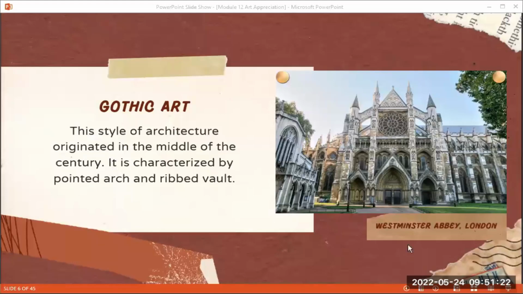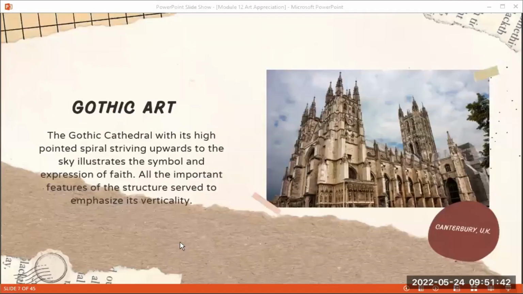Next, another technique, we have Gothic art. Now, this style of architecture originated in the middle of the century. It is characterized by the pointed arch and ribbed vault. An example of Gothic art is Westminster Abbey located in London. The Gothic cathedral, with its high pointed spire striving upwards to the sky, illustrates the symbol and expression of faith. All the important features of the structure serve to emphasize its verticality.